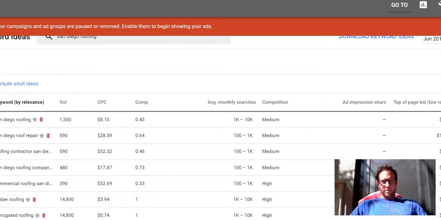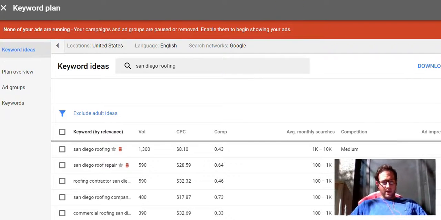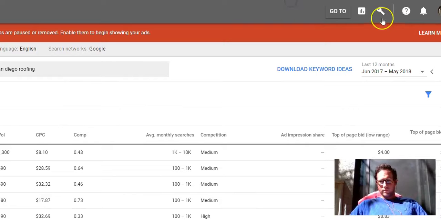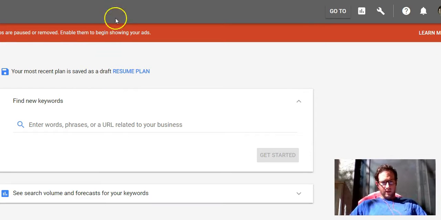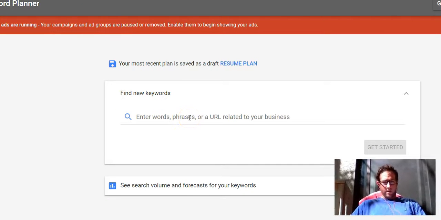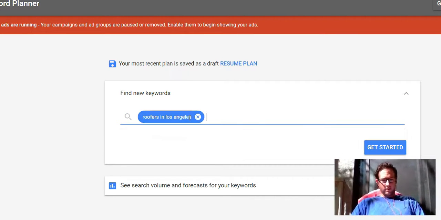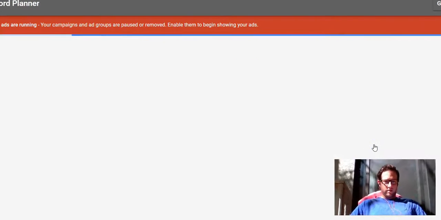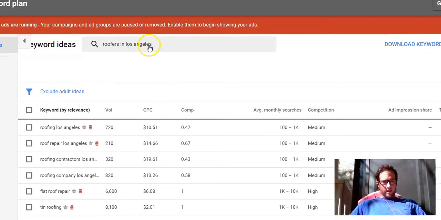Again, it's a totally free tool, as most of you know. So this is well within everyone's price range. So to get there, you go into your main AdWords interface. You go to the wrench icon over here, click that, click on Keyword Planner, and you get this window here. Now there's a couple different ways you can do this. You can either type in a keyword phrase that you're looking up. So you could do roofers in Los Angeles, right? And then you'll hit get started, and it'll search for all the terms related to roofers in Los Angeles. You can do it that way, or you can do a site search.